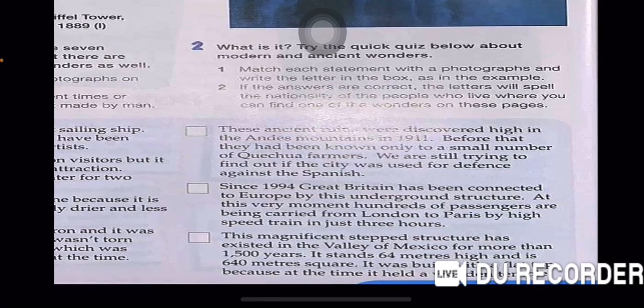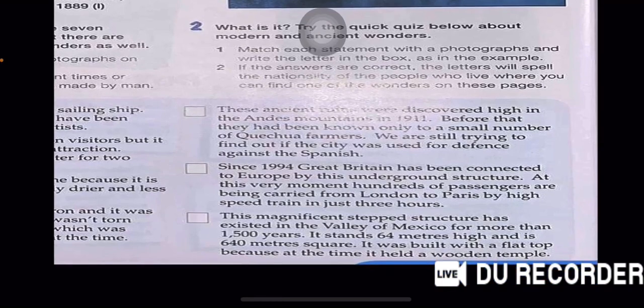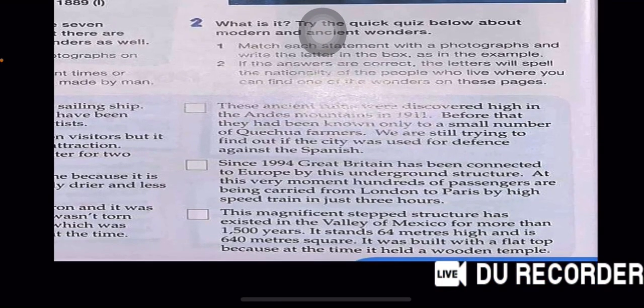At this very moment, hundreds of passengers are being carried from London to Paris by high-speed train in just 3 hours. This magnificent stepped structure has existed in the Valley of Mexico for more than 1,500 years. It stands 64 meters high and is 640 meters square. It was built with a flat top because at the time it held a wooden temple.